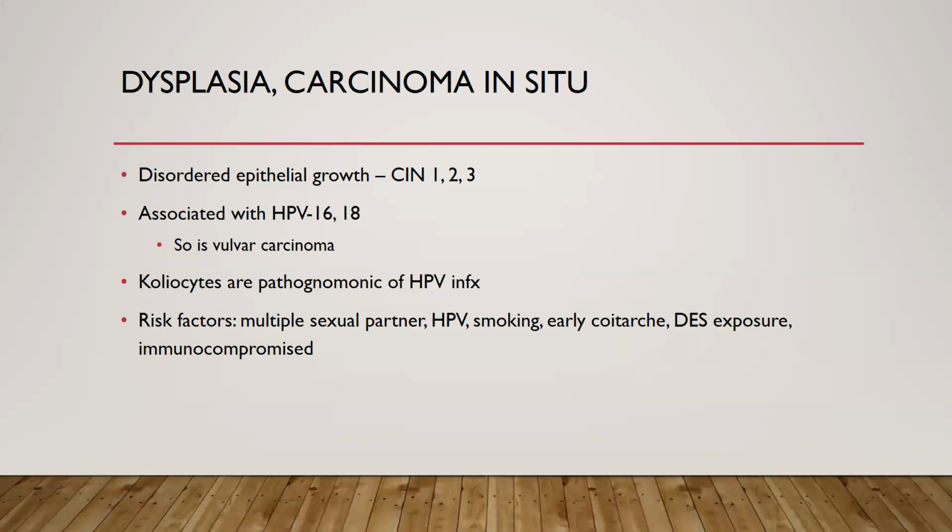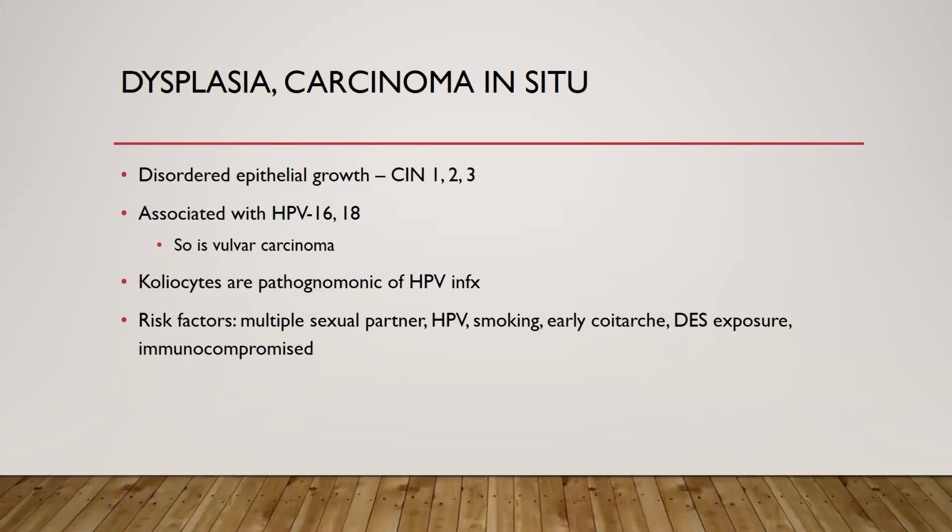When it comes to carcinoma and dysplasia for the cervix, koilocytes are the pathognomonic lesion of HPV infection that you can see in CIN 1, 2, and 3, although you could see them with just HPV infection on its own, but they tend to ask it in correlation with CIN 1, 2, and 3. Risk factors could be multiple sexual partners, HPV infection, that's really why the multiple sexual partners is there, smoking, early onset of sexual activity, DES exposure, or immunocompromised state. These are really your big risk factors.